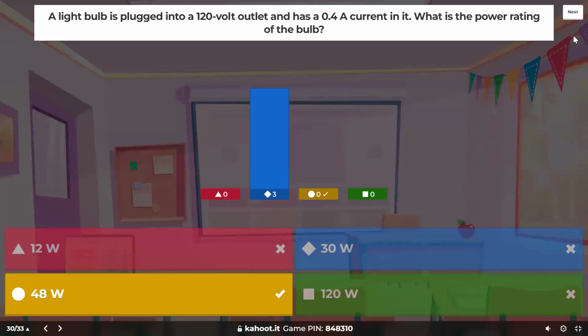All right, so 48 watts I'm looking for. Power is current times voltage, P equals IV. Current is 0.4 amps, voltage 120 volts. Is that the same thing as 4 times 12? What's 4 times 12? Oh, 48. And then the unit is watts, 48 watts. Okay.